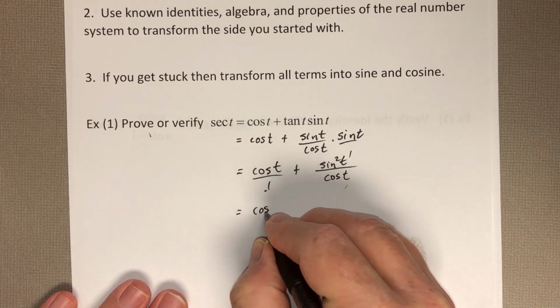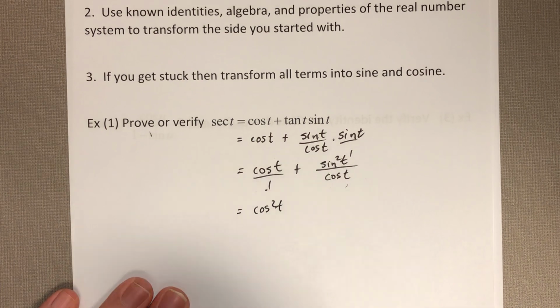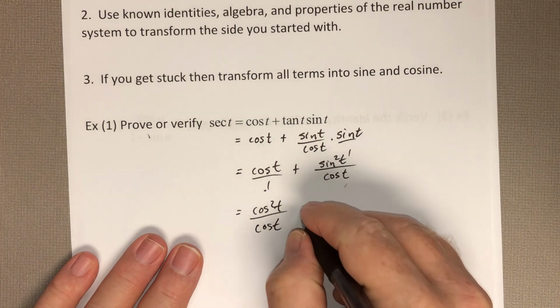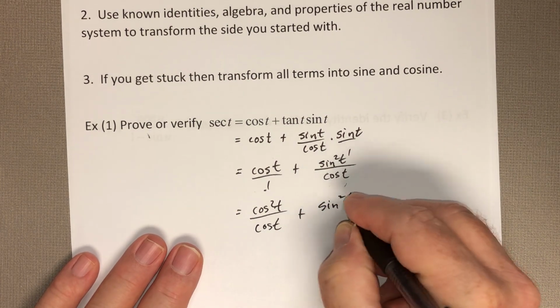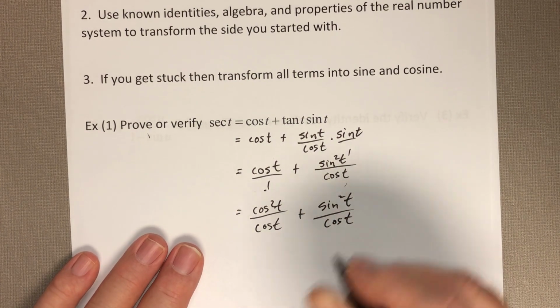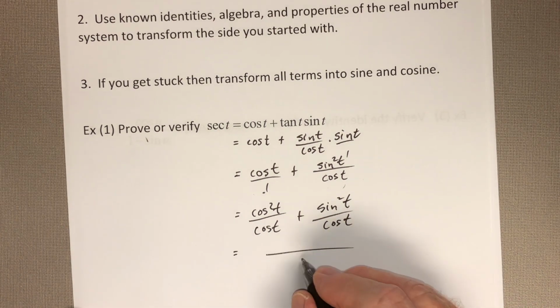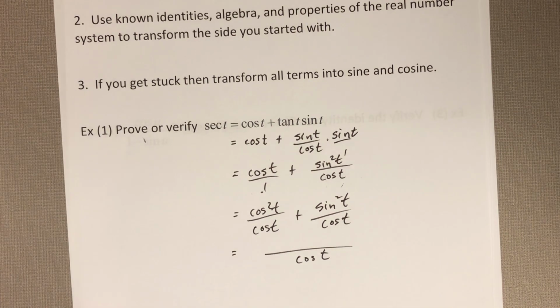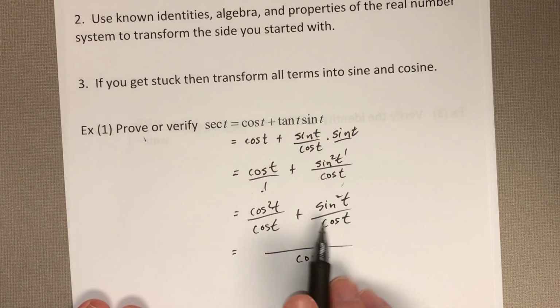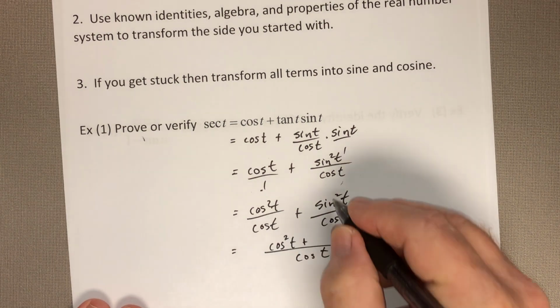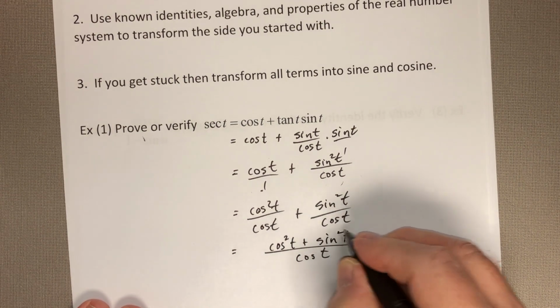When I do, that numerator would give me the cosine of t squared divided by the cosine of t, plus the sine squared of t divided by the cosine of t. And now I've got two fractions with the same denominator, namely the cosine of t. That means I can combine those into one with that common denominator being the denominator. And my numerator would be the cosine squared of t plus the sine squared of t.